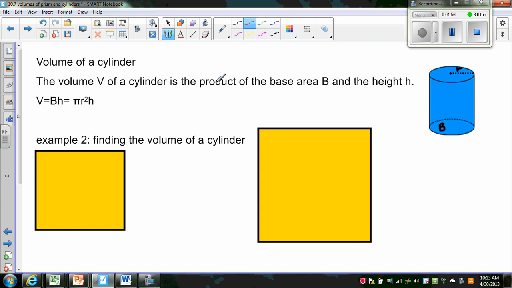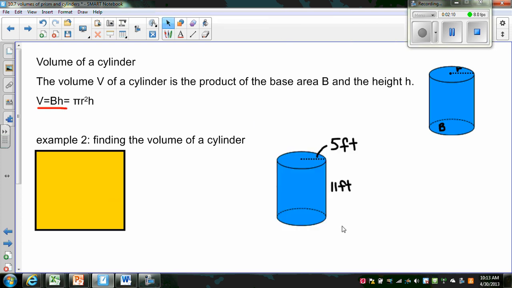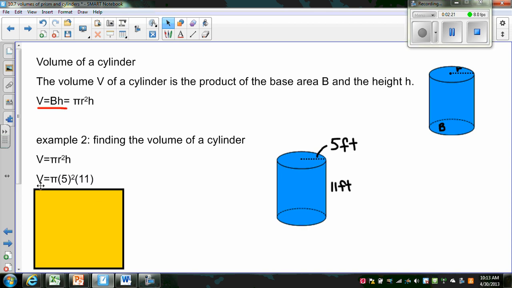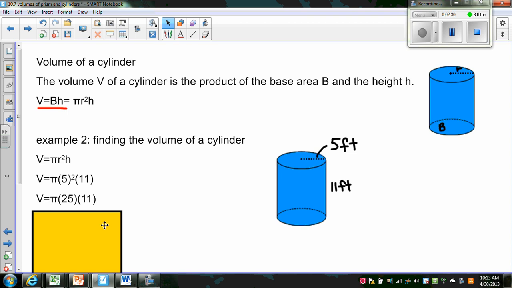So the volume of a cylinder is very similar. We still use volume equals base times height, but the area of the base here is pi r squared, times the height. So let's try an example. If our height was 11 feet and our radius was 5 feet, how could we find the volume? Well, it's simple. Rewrite the equation and then plug in what you know. So volume equals pi times 5 squared times 11, so V equals pi times 25 times 11, which equals approximately 864 feet cubed.